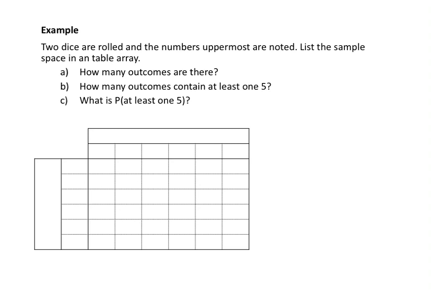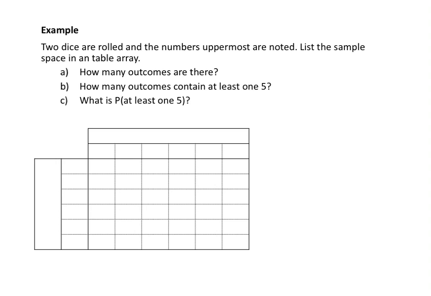In this example, a die is rolled twice and the number that it lands on is recorded. We want to list the sample space using a table array, use the table to determine how many outcomes there are, work out how many outcomes contain at least 1 five, and then work out the probability of getting at least 1 five if we were to roll both our dice.